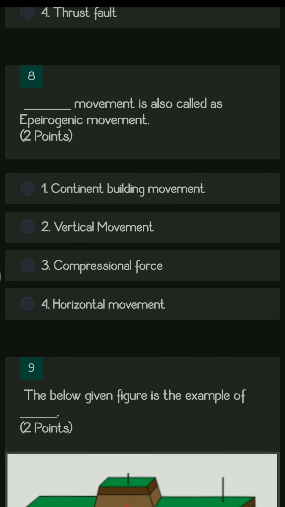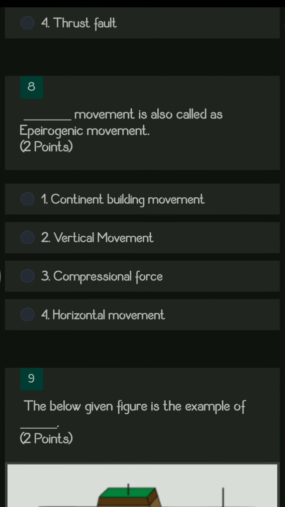Next question: dash movement is also called epirogenic movement. It has already been discussed that there are two types of movement, one vertical and the second horizontal. Epirogenic movement is called vertical movement and orogenic movement is called horizontal movement. So vertical movement is the right answer.